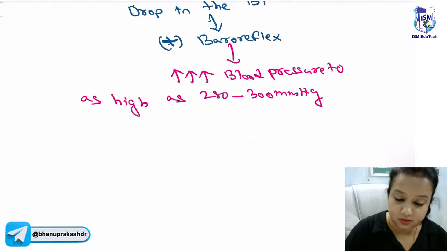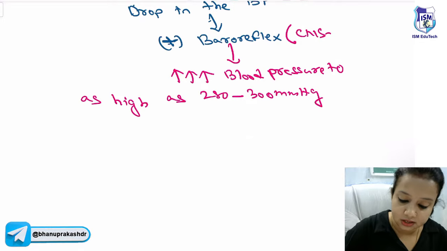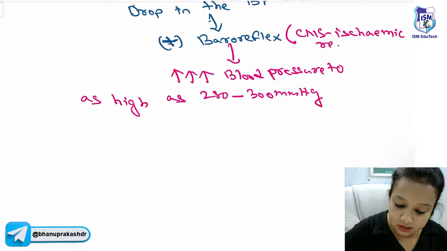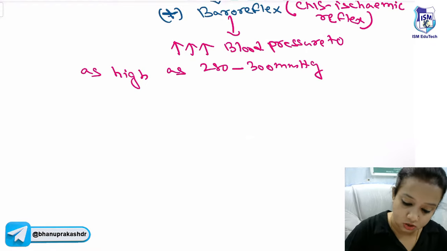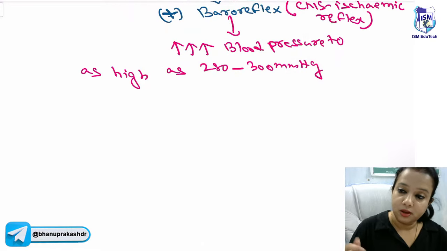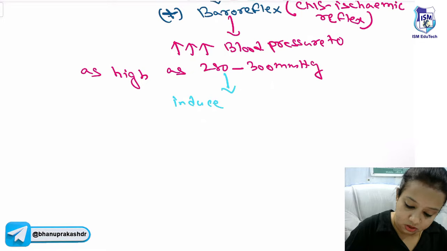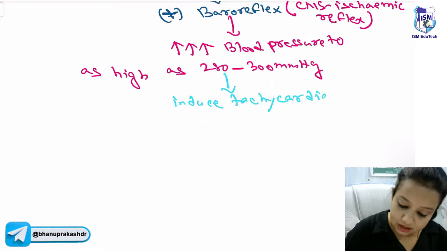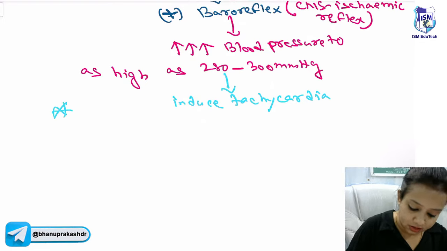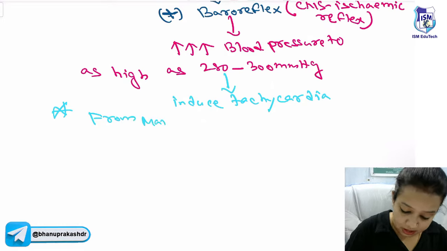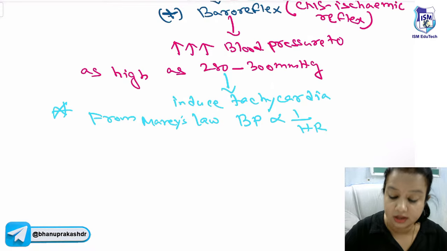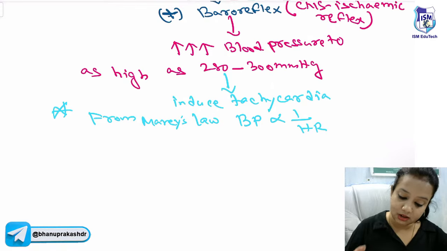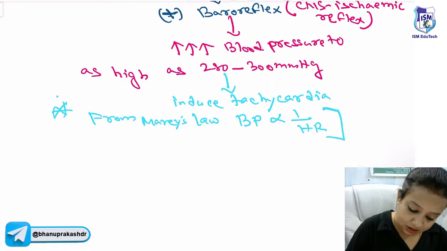Now, this special kind of baroreflex is termed the CNS ischemic reflex. This is the CNS ischemic reflex. Okay, the baroreflex that is working here is called the CNS ischemic reflex. Now, when this blood pressure increases, the heart is pumping more blood, it will induce tachycardia. Now, what do we know? We have learned from Marey's law that blood pressure has an inverse relation to the heart rate. So when there is tachycardia and the blood pressure is also very high, then what will happen?